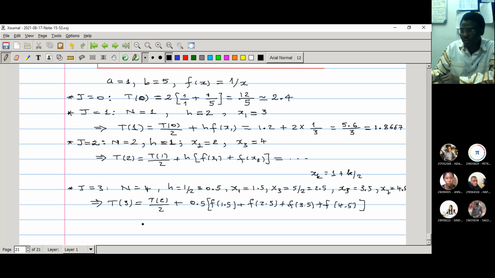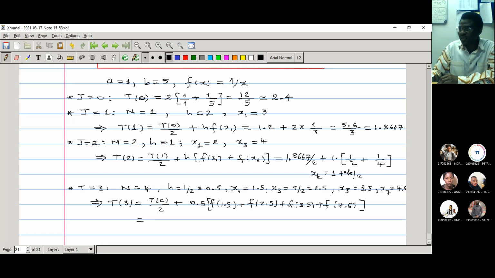So you can do the computation for yourself. It will be this value, which we can also quickly compute here, right? Okay, let me give you the value for this one. So for this one, this is T0, T1 by 2, which is 1.8667 divided by 2, plus h, which is 1, so it will just be 1 into x1, that is 1 by 2, right? Plus this, which is 1 by 4.